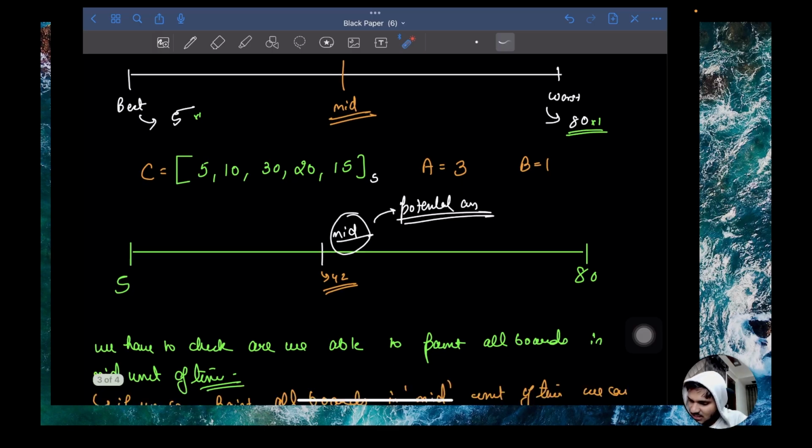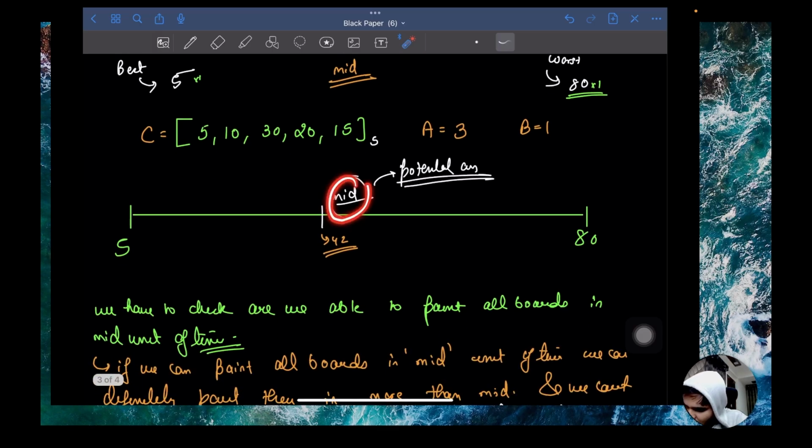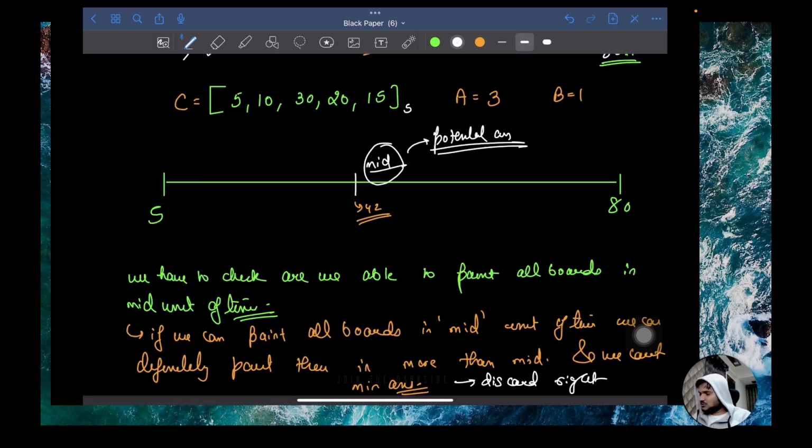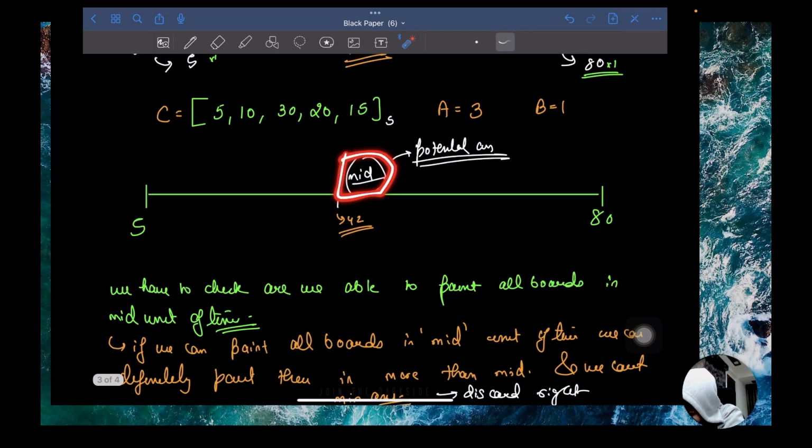The only piece of the puzzle left is that with a given value of mid, how can you check whether you can paint everything using A painters or not? This is the only piece of puzzle left. Once we are able to decipher it, the whole problem is going to be solved. So how can we solve this piece of the puzzle, that once we are given a mid value, let's say 42, how do we know whether we can paint everything in 42 unit of time or not?